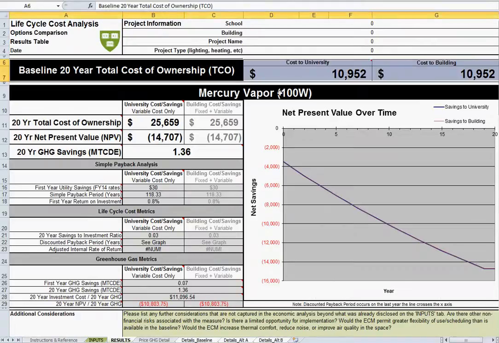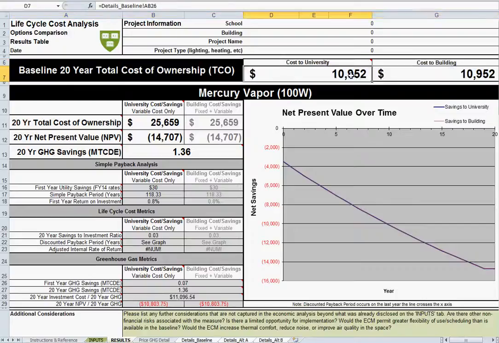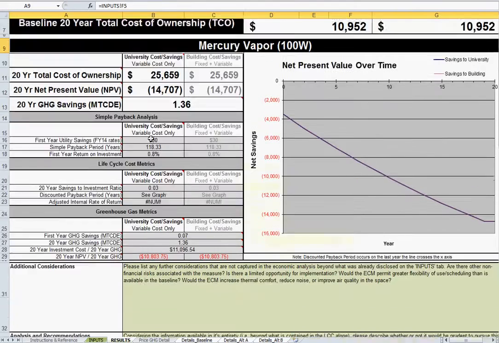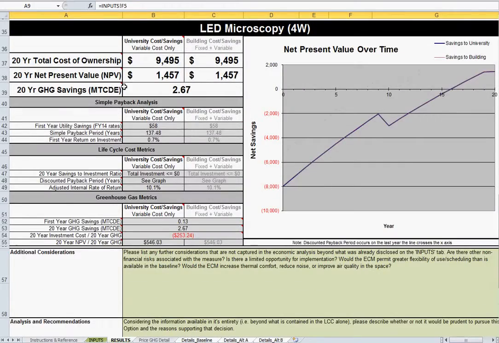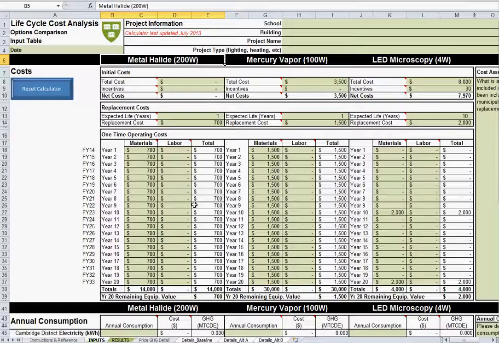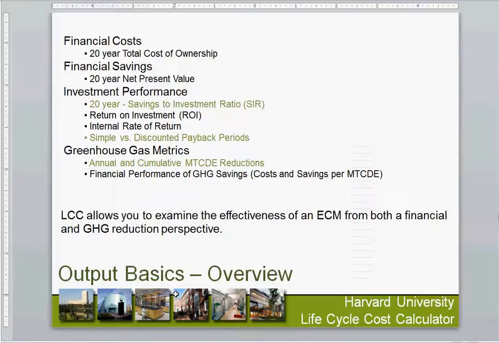So up here we have our baseline 20-year total cost of ownership. We'll talk about cost of university and cost of building in a moment. Then we're comparing the baseline to the mercury vapor, which is all of these metrics, and then we're comparing the baseline to our LED microscopes, and we have all of these metrics. So, going back to our presentation.